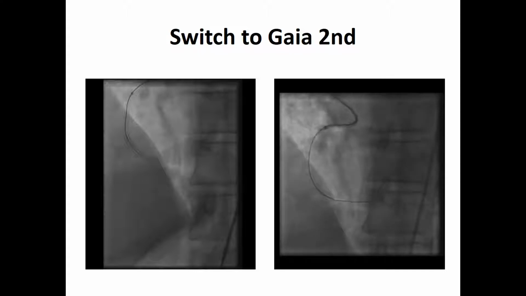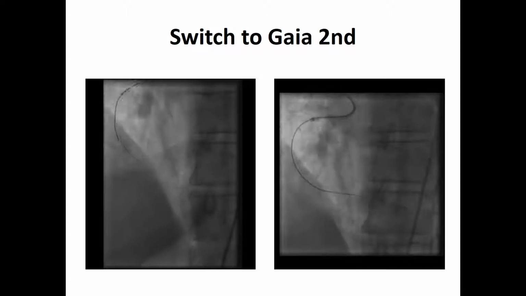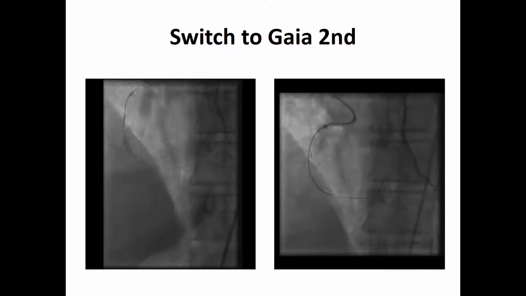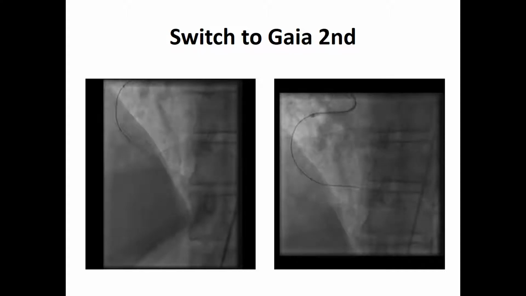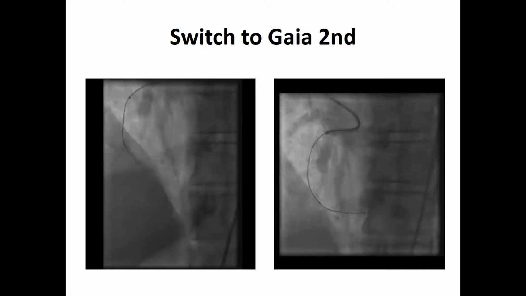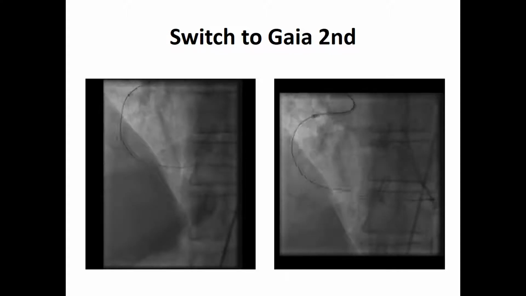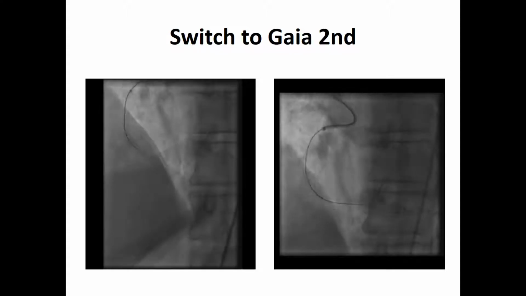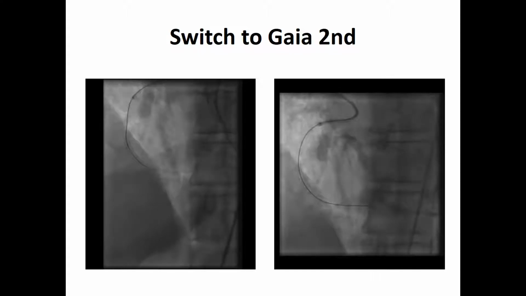We were able to switch to the Gaia Second. The Gaia Second did progress out from the distal cap, however, remained subintimal, as you can see. So we started to have a hematoma in the distal part of the RCA. So we said maybe it's time not to insist and propagate that hematoma, and we need to switch to an alternative approach. So we went retrograde.